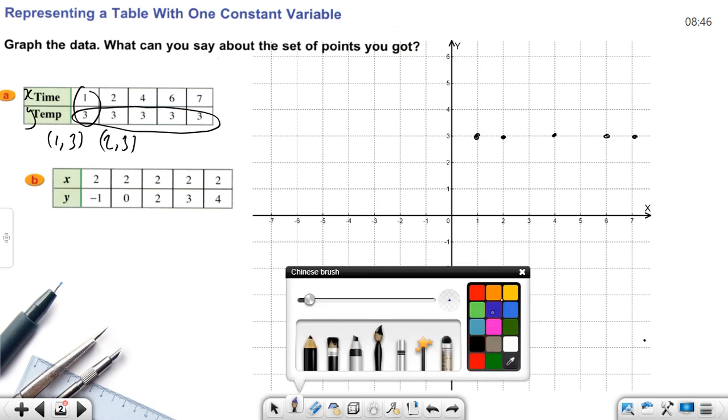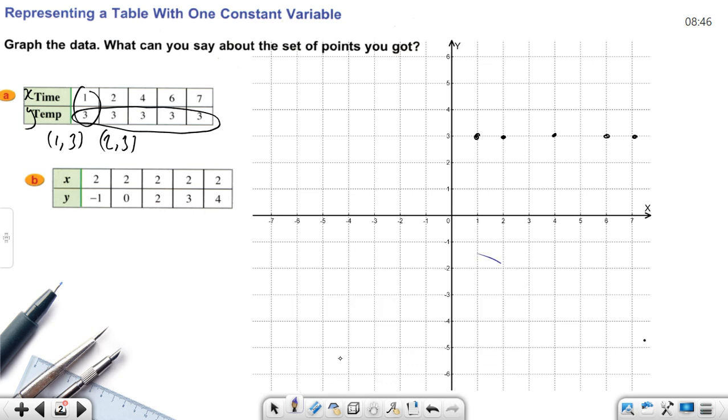Let's change the color for the second table. X is 2, y is -1. 2 and -1. As you see, this is 2 and -1. Then 2 and 0: x is 2, y is 0. Be careful, y is 0 here. The origin is 0, 0.